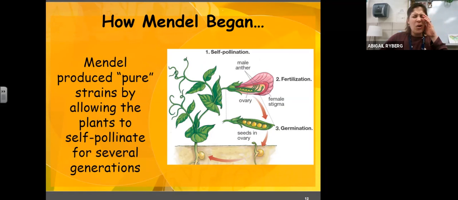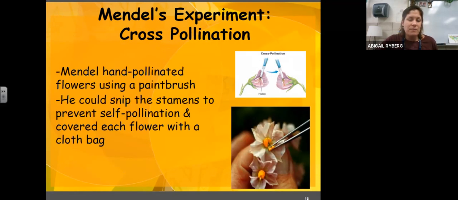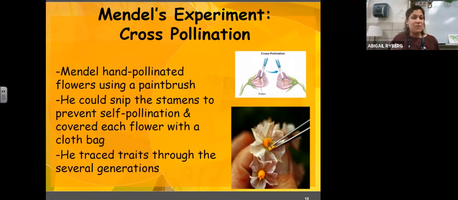Okay, so what started all this was that Mendel began working with his pea plants, and he produced what we call a pure strain by allowing a plant to self-pollinate. Its own pollen fertilized its own ovary, and we call that a pure strain. He also very strategically began to cross-pollinate. He would say, if I take this pure strain over here and this pure strain over here and cross them, what traits are passed on to their offspring?